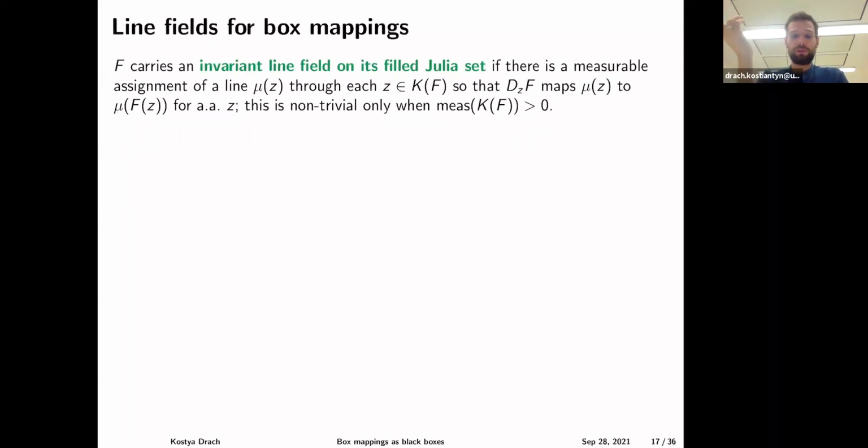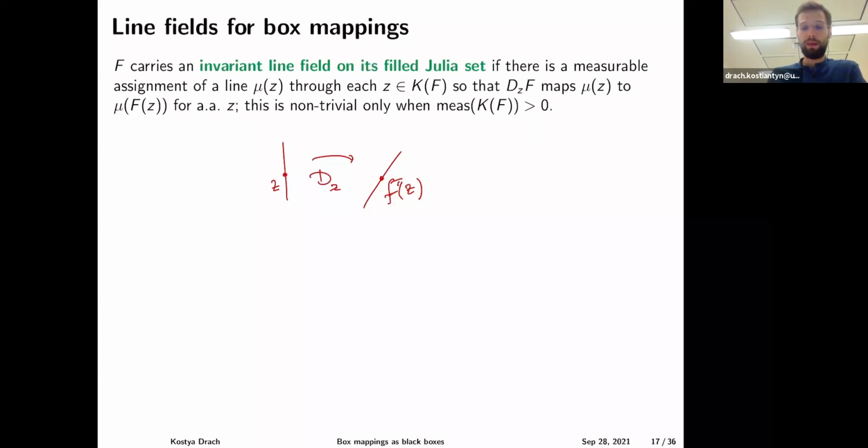The next result in our toolbox is about line fields. A line field is a simple concept: a measurable line field is an assignment of lines through every point Z in the non-escaping set, such that it is preserved by the dynamics. So if I look at the image of my point Z, then the differential maps the lines through that point to the lines through F of Z. And these line fields are naturally spaces of QC deformation for our maps.